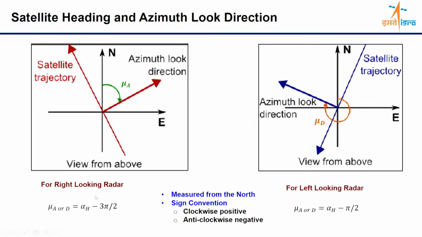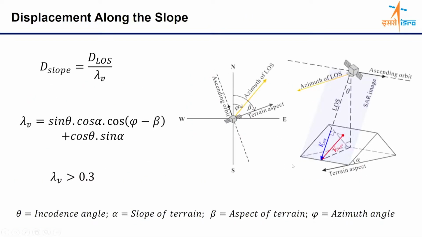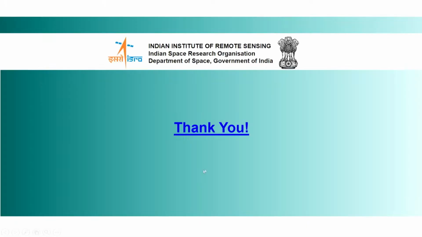Okay, this is the relationship for the right looking radar. The mu equal to satellite heading minus 3 pi by 2, for left looking heading minus 90 degree. So this is the 3-dimensional view. Okay, and this is nothing but for the pure 1-dimensional motion, like motion along the slope. You can write the line of sight displacement divided by lambda v, and lambda v is written in terms of these 3 angles. So these are the incidence angle, slope of the terrain, aspect of the terrain, and the phi. So you can say the displacement along the slope, particularly in case of landslide, you can also calculate using this particular equation.